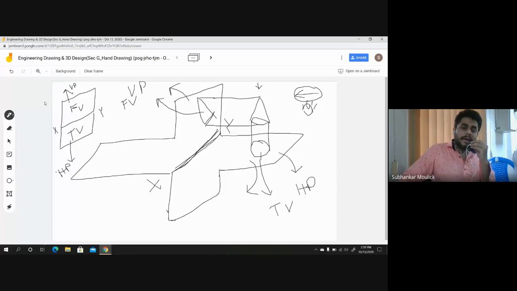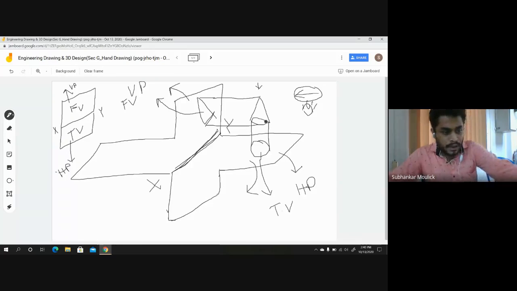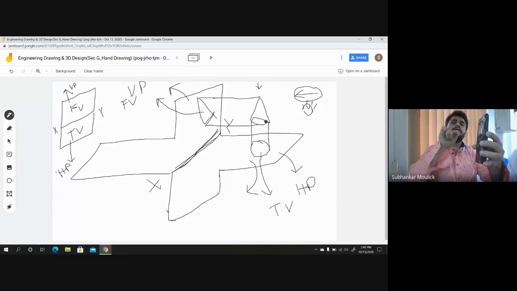Now, if I am interested in getting the left hand side view of the cone, what will be the left hand side view? Assume this is a cone, and this is my front direction of viewing, I am getting my front view in VP. This is my top direction of viewing, I am getting my top view in HP. Then definitely this will be my left hand viewing direction. My pointing finger will be my left hand viewing direction. Yes or no?